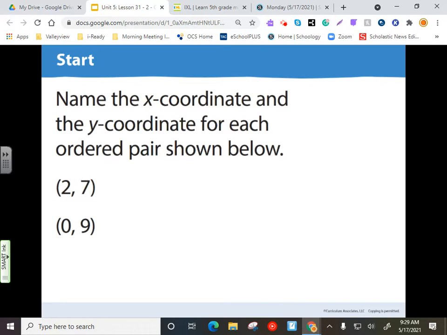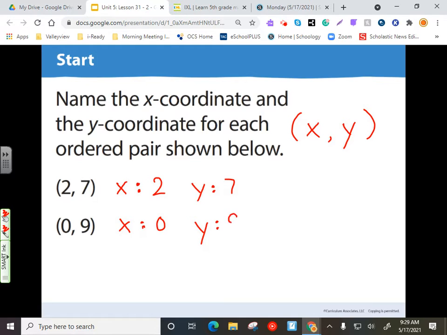For this one, it wants us to name the x coordinate and the y coordinate for each ordered pair shown below. Like we've said, a good way to remember which is just to remember the order that the letters come in the alphabet. X comes first. So the x coordinate for this first ordered pair is 2. The y is 7. For the second one, the x coordinate is 0, and the y coordinate is 9.